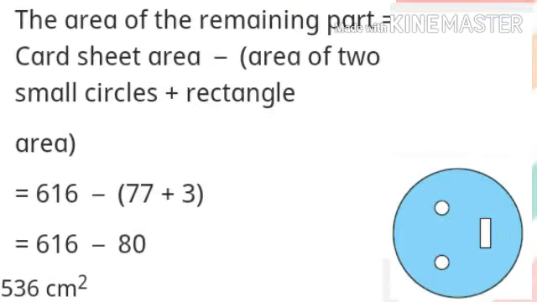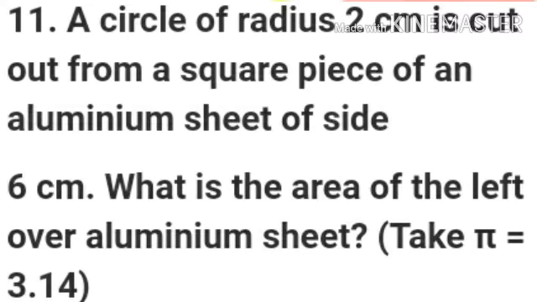Now the area of the remaining part is equal to card sheet area minus the area of two small circles plus rectangle area. So 616 minus, in bracket, 77 plus 3. 77 plus 3 is equal to 80. So 616 minus 80 is equal to 536 centimeter square. So the area of the remaining part is 536 centimeter square.